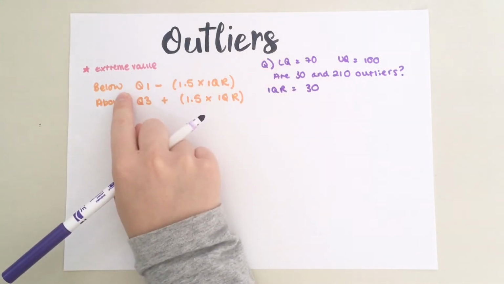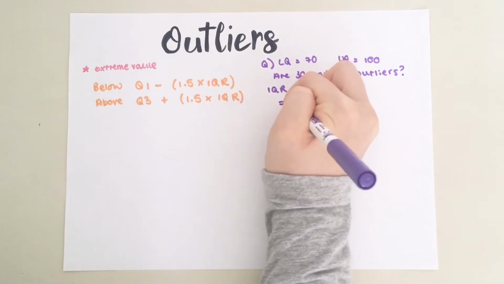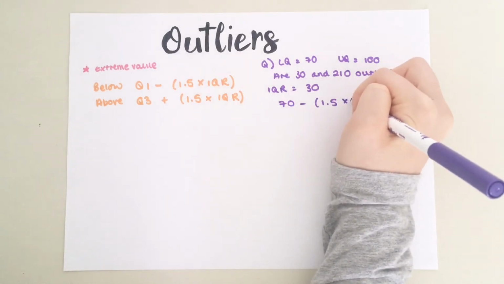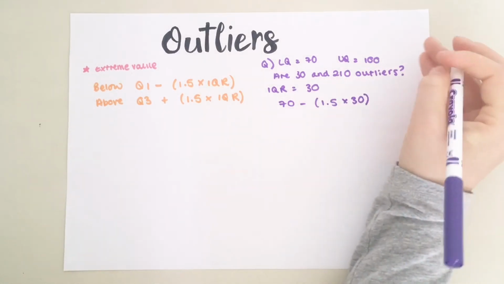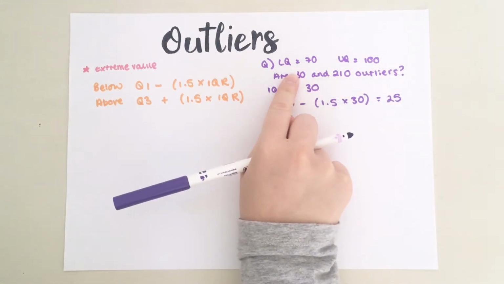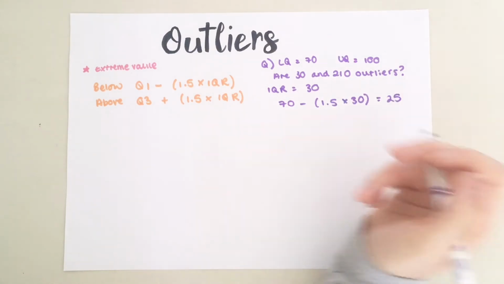So to work out if 30 is an outlier, we're going to do quartile 1, so 70, minus 1.5 times the interquartile range, which is 30. And that gives us 25. Since 30 is not below 25, it's within the correct set of data and therefore is not an outlier.